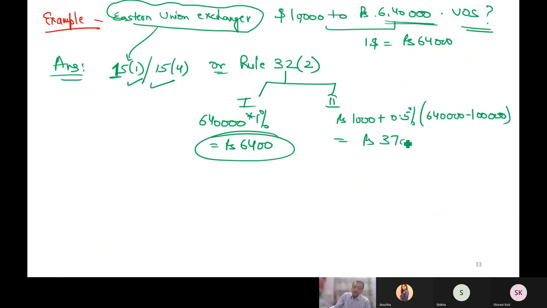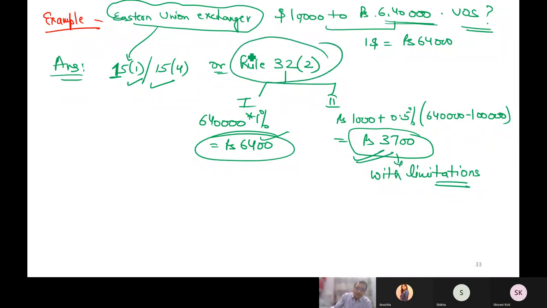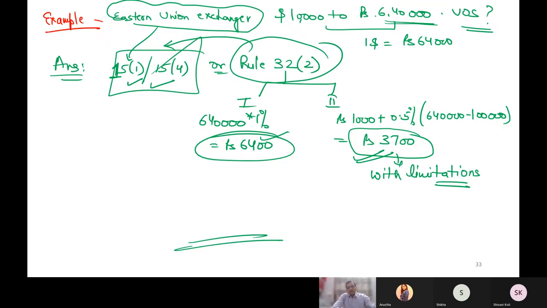So which option is better for the supplier? The supplier has to decide. Financially it looks better, but it comes with limitations. If this option is taken, it cannot be changed. So let the decision go to the supplier. Eastern Union Exchanger's answer can be 6,400 or 3,700. That will become the answer of rule 32. That answer can again be compared with the value of 15.1 and 15.4. That's it. So today I have covered money exchange business value determination.